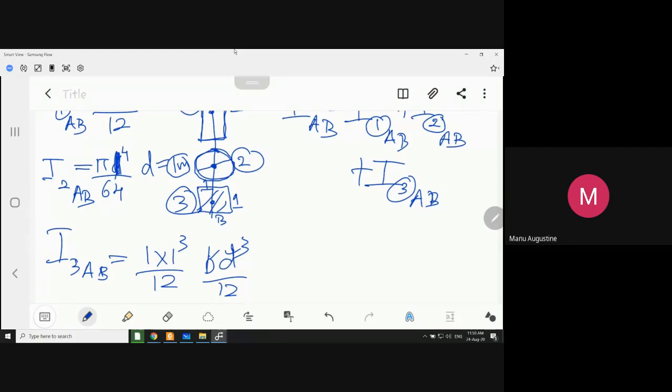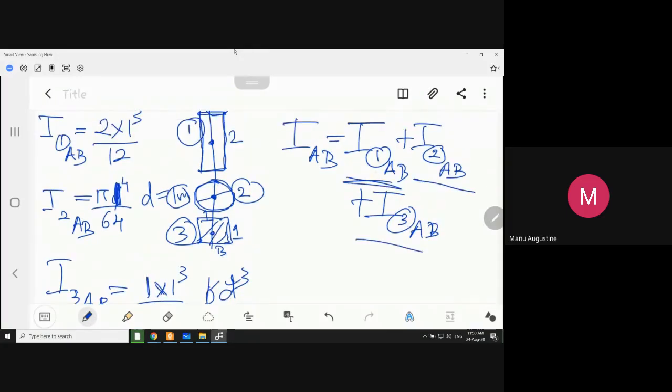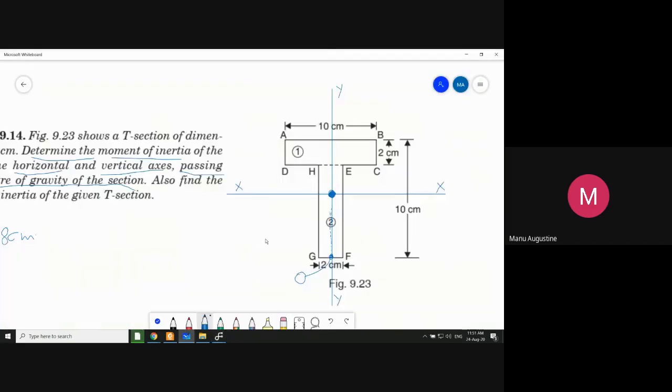And now since you have all these three moments of inertia, I1AB, I2AB and I3AB, you simply add them up together and you will get the moment of inertia of the complete section about AB. Now this is the general rule that you have to apply here also. How many areas do you see? You see area number 1 and you see area number 2.